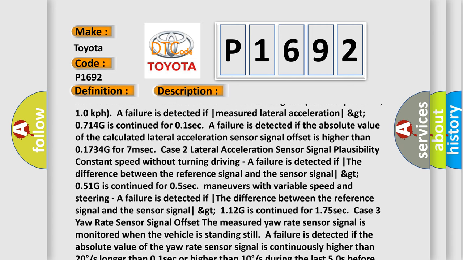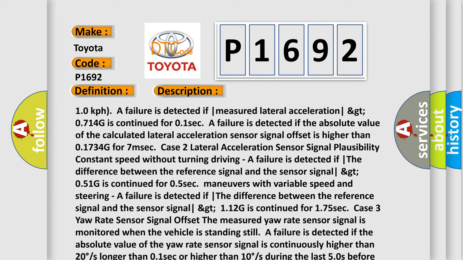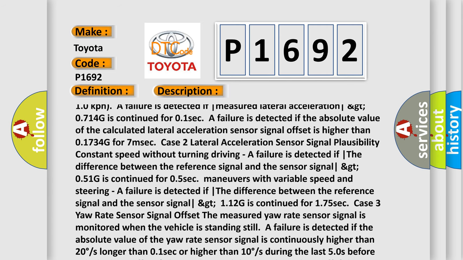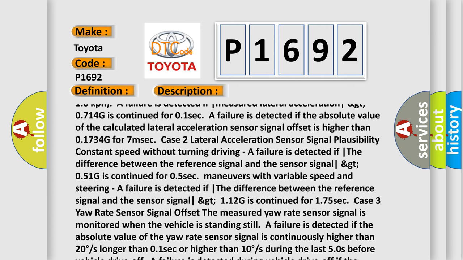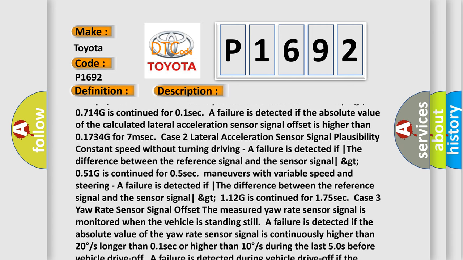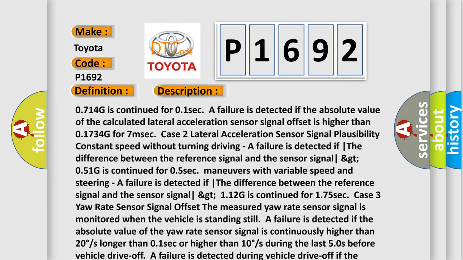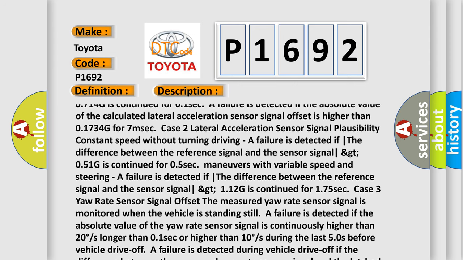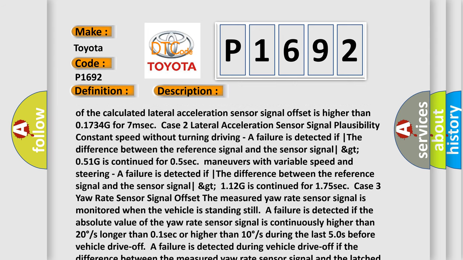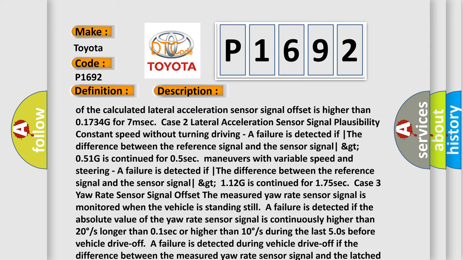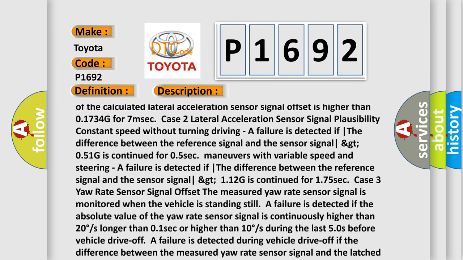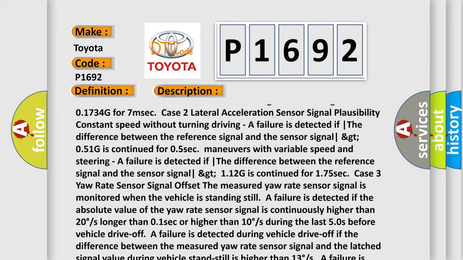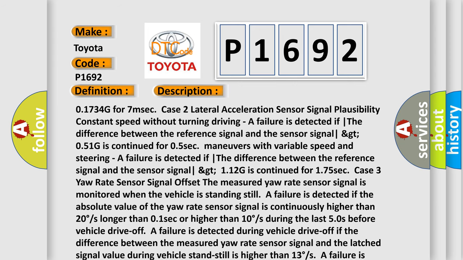The measured yaw rate sensor signal is monitored when the vehicle is standing still. A failure is detected if the absolute value of the yaw rate sensor signal is continuously higher than 20 degrees per second longer than 0.1 sec or higher than 10 degrees per second during the last 5.0 s before vehicle drive off. A failure is detected during vehicle drive off if the difference between the measured yaw rate sensor signal and the latched signal value during vehicle stand still is higher than 13 degrees per second. A failure is detected if the absolute value of the calculated yaw rate sensor offset is higher than 6 degrees per second for 7 milliseconds.